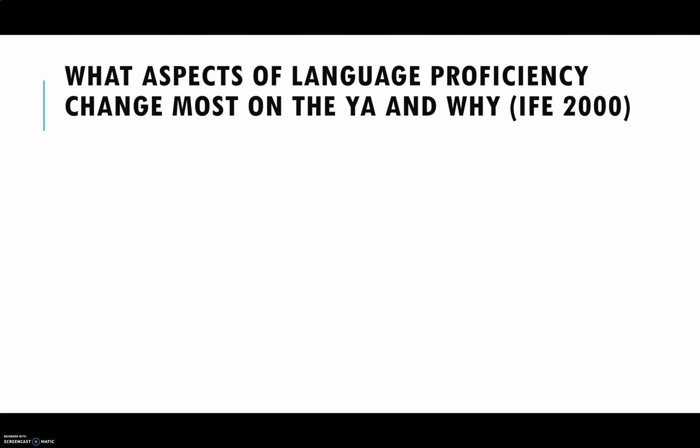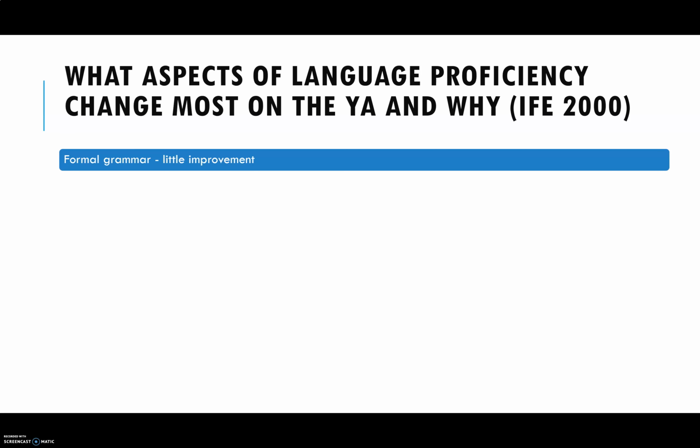Okay, so just to finish off this lecture, and I promised this from the very beginning, from all of the research that's out there, and IFE's research is pretty good in this area, what are the aspects of language proficiency that change the most in the year abroad context and why? Well, the first thing we know is that formal grammar does improve, but it only improves to a very limited capacity. And why is this? Well, because when you're in an immersion setting and you're interacting with native speakers, communication and efficiency tends to become the most important concern.